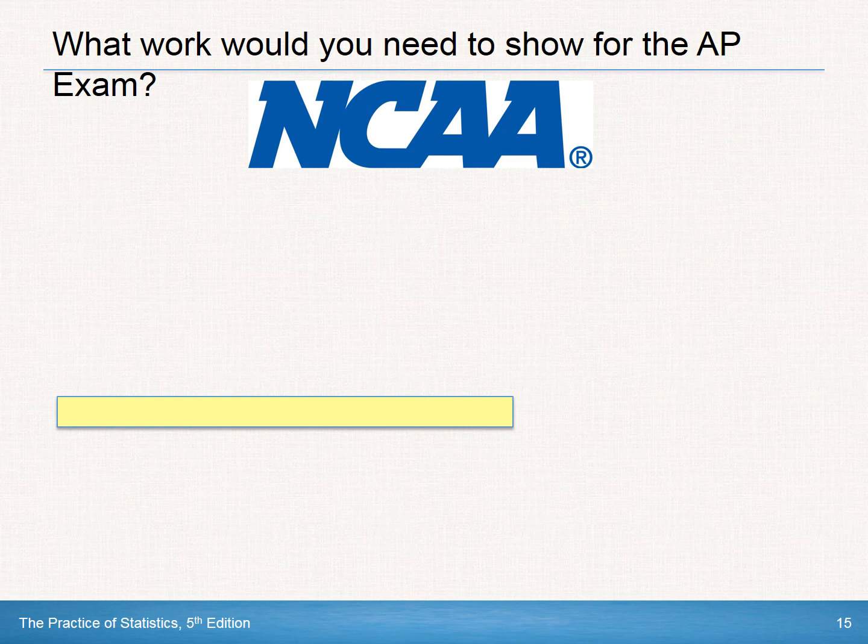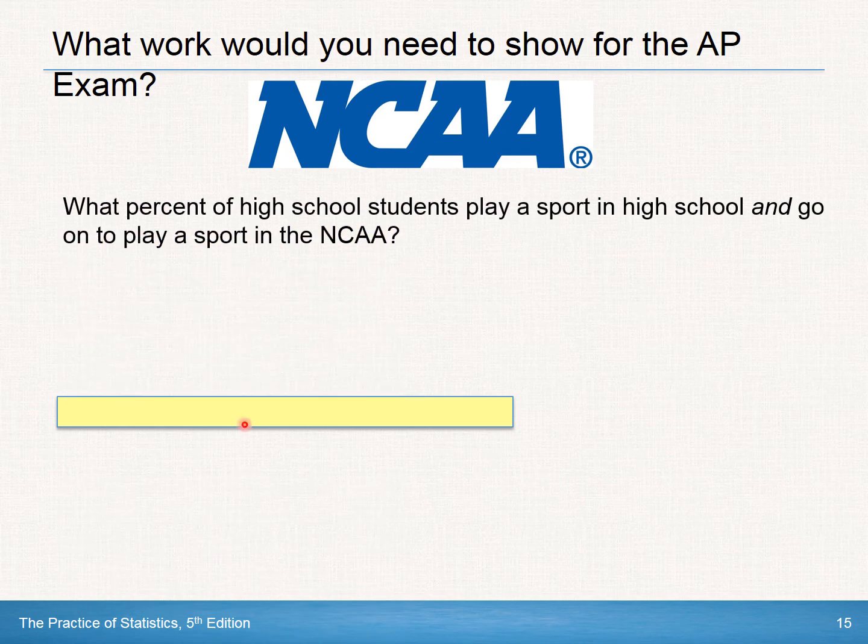All right, so how do I answer this question using the multiplication rule, and what work would you need to show for the AP exam? And remember, what work you need to show for the AP exam is the same work you need to show for your tests and your quizzes and your homework assignments. All right, so let's look at the question. What percent of high school students play a sport in high school and go on to play a sport in the NCAA?